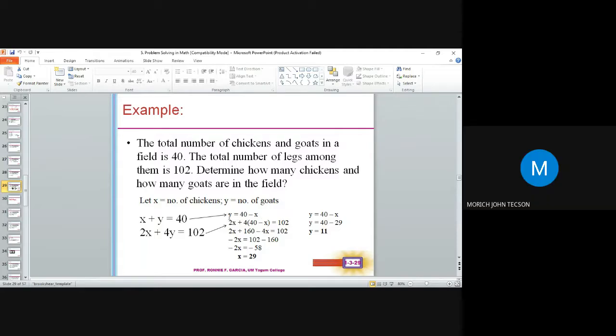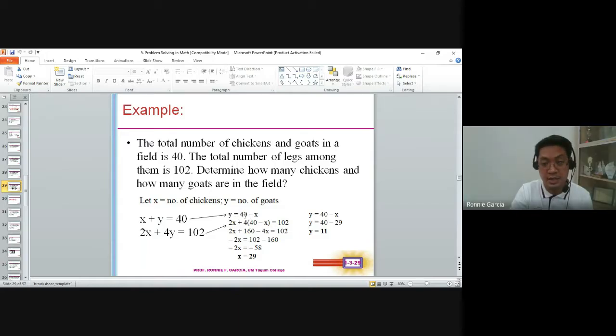Yes, sir. So y is equal to 40 minus x. Gikan ni siya sa x plus y is equal to 40. So naa mo siyang y is equal to 40 minus x. Pareho lang ni siyang duha.